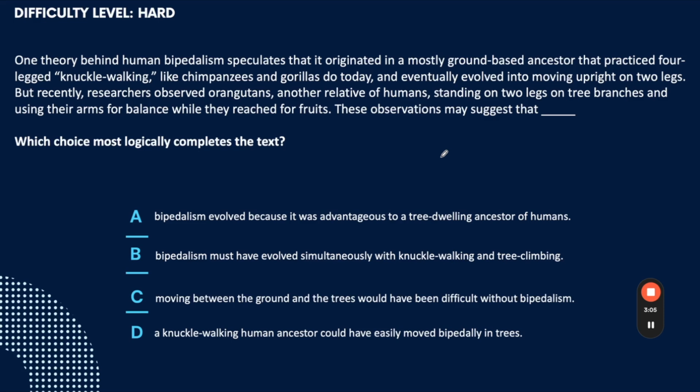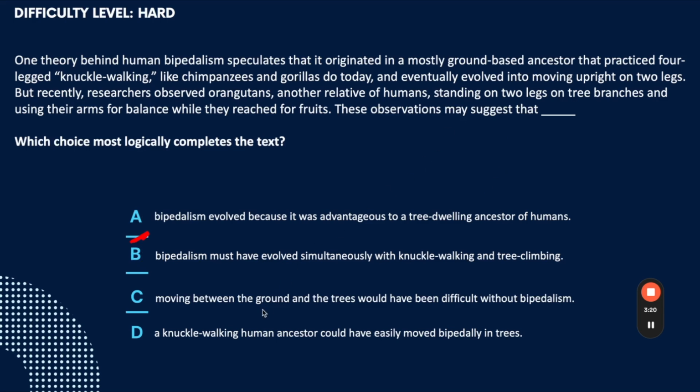Since the text presents this new observation and implies that it challenges or adds to a traditional theory, option A logically makes sense. But again, like we always do, I'm not going to pick this up right away. I'm going to go ahead and eliminate B, C, and D.